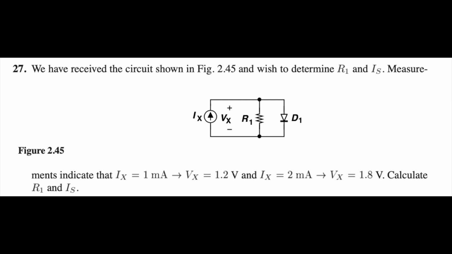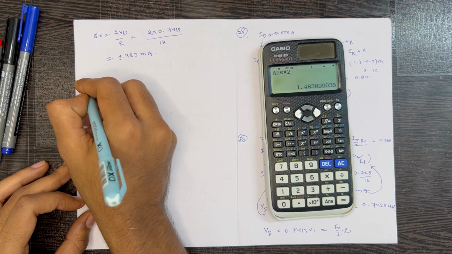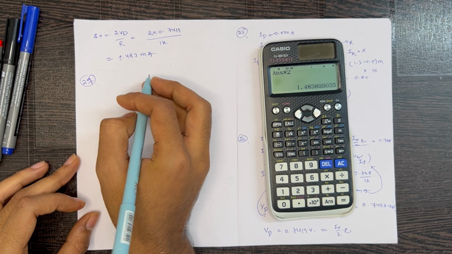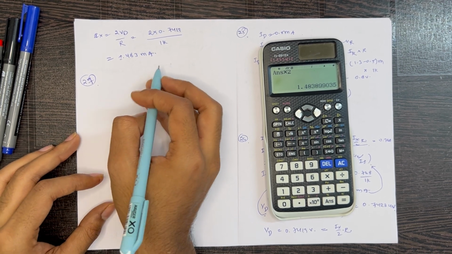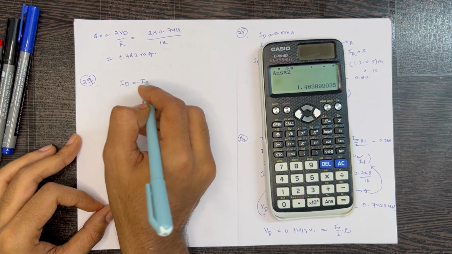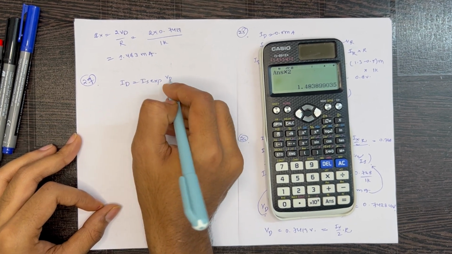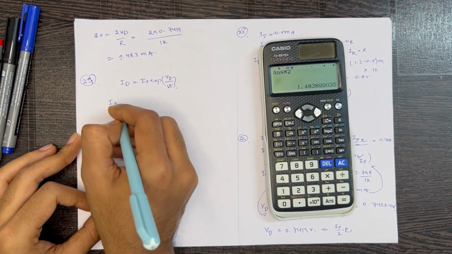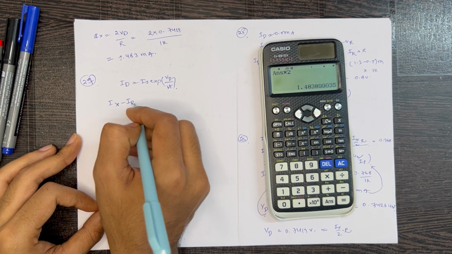and Is. Measurements indicate that Ix equals 1 milliampere gives Vx as 1.2 volt and Ix of 2 milliampere gives Vx as 1.8 volt. We need to calculate R1 and Is. Okay. So let's write the diode current equation. ID is Is exponential Vd by Vt. Okay. ID is Ix minus IR.